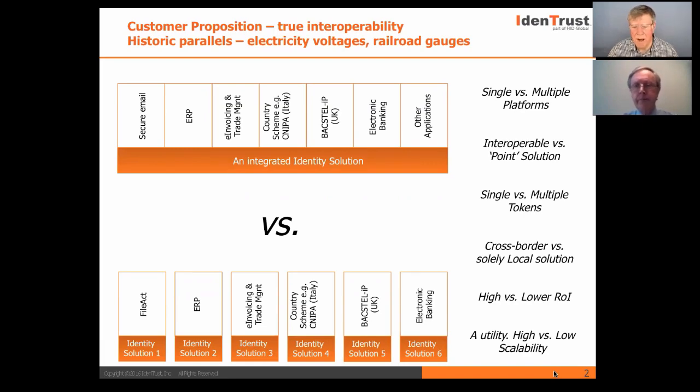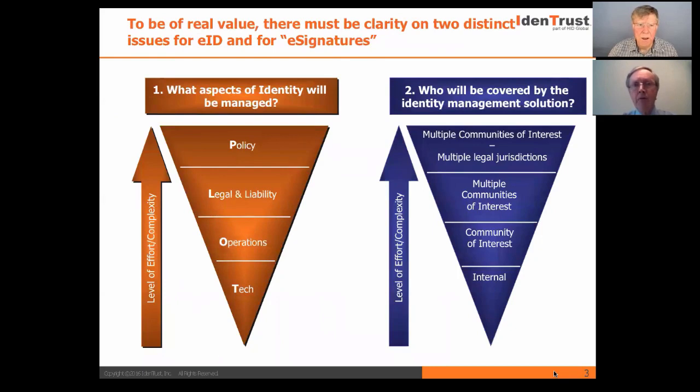But there are two vital aspects, aren't there? Yes, to be of real value to the end customer, there's got to be clarity on these two distinct issues, both for electronic identity and for what are called e-signatures. The first issue is what aspects of identity are actually going to be managed, and the second issue is who will be covered by the identity management solution. Now, in both cases, you'll see an inverted triangle underneath, and the higher up that inverted triangle you go, the more complicated it becomes to manage the liabilities and to get the interoperability and so on that we all need to develop and trust over the internet.